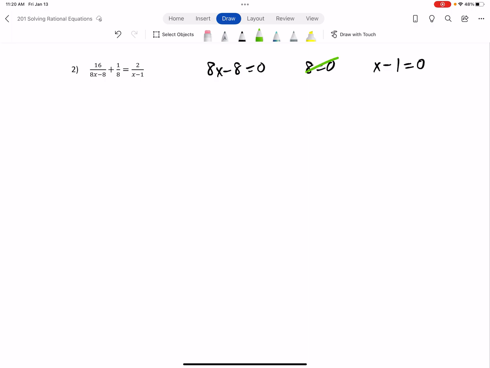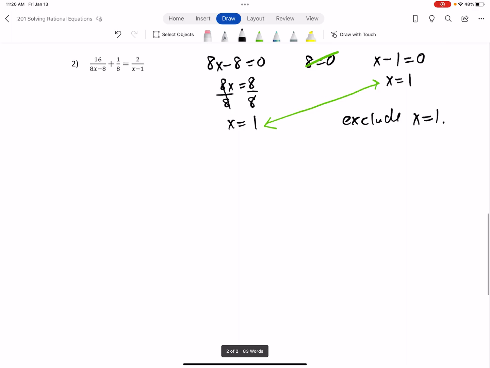Again, this 8 equals 0 never happens. In the x minus 1, if I add 1 to both sides, I get x equals 1. 8x minus 8, let's add 8 to both sides. Divide by 8, and I get x equals 1. So if you see that these two have the same excluded values, it might mean that they have something in common. So over here, I'm going to say exclude x equals 1. X equals 1 cannot be a solution. That's what I'm going to exclude.